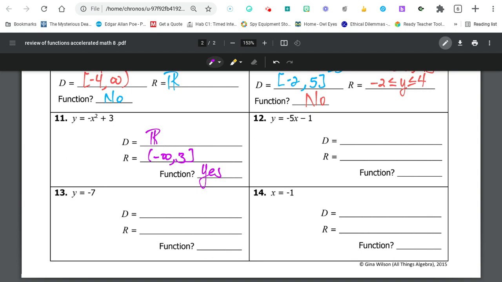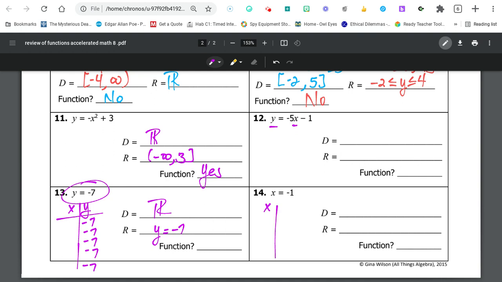Let's take a look at 12 real quick. On 12, you can put anything in for y, you'll get anything out for x. That would be all real numbers, but I want to show you something on 13 and 14. On 13, your y is restricted to negative 7 because y is negative 7. So your range will just be negative 7. Your domain could be anything.